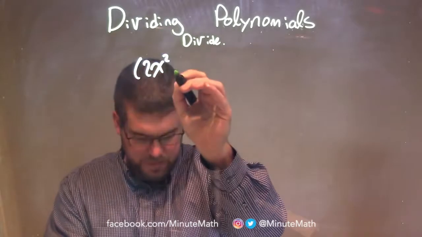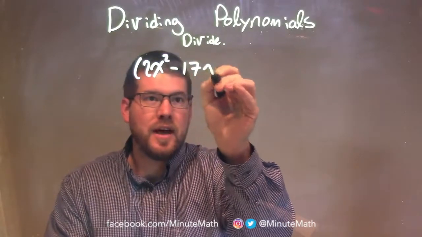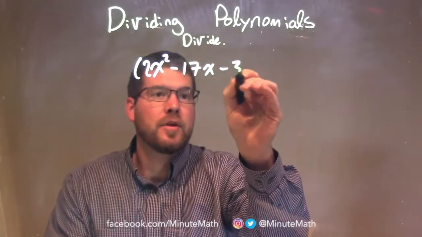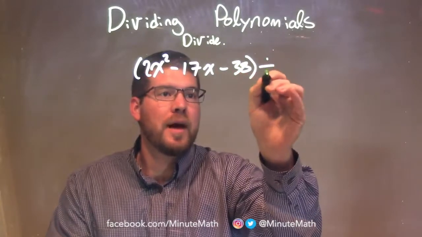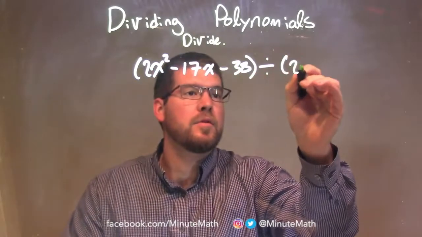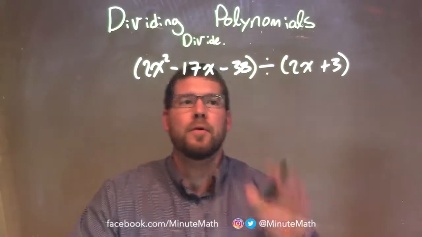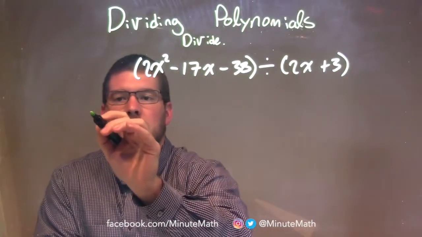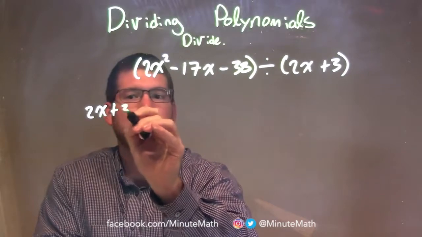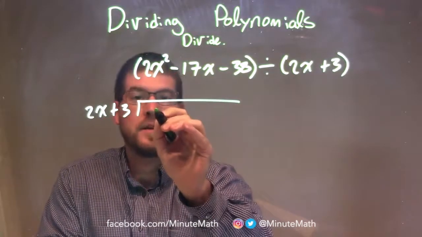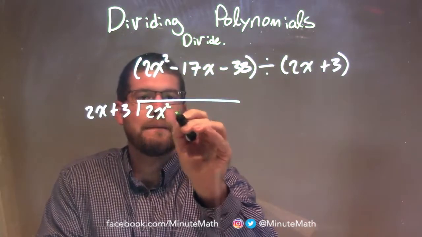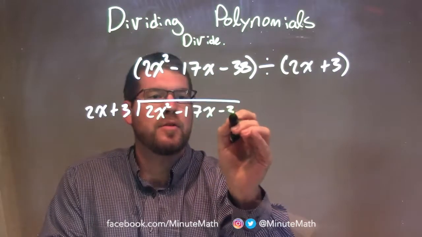2x squared minus 17x minus 38. And we're going to divide that by 2x plus 3. Okay? So I'm going to rewrite this to have my divisor, 2x plus 3, go into, with long division, my dividend, 2x squared minus 17x minus 38.